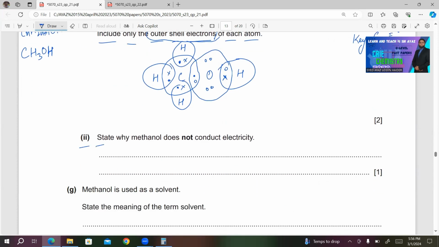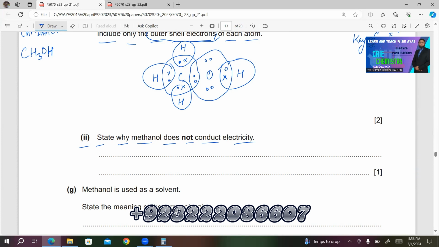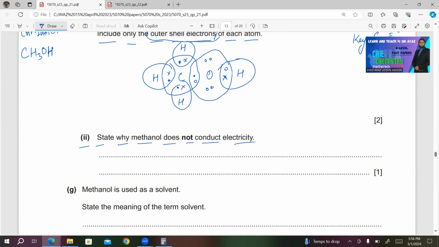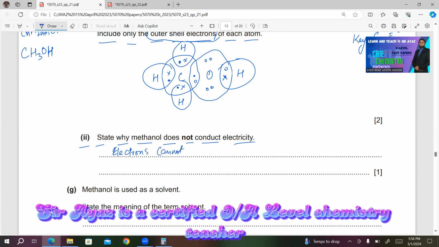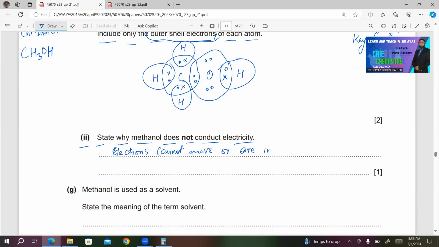Number 1, state why methanol does not conduct electricity. Conduction of electricity must be related to the movable or free moving electrons. So you can simply write electrons cannot move or are immobile.